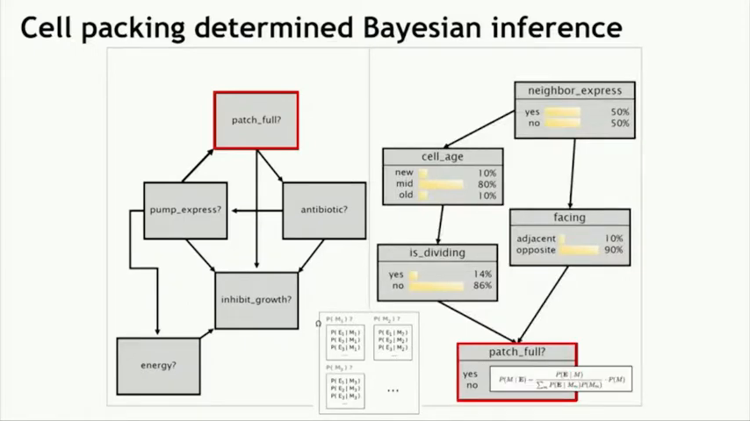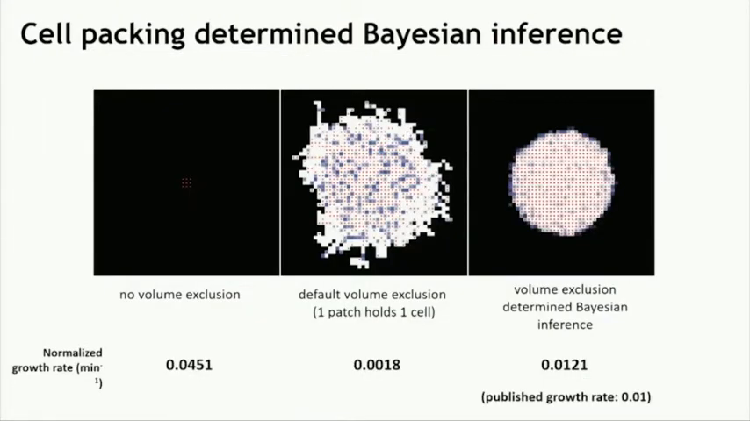I just want to show an example of why it matters to have good rules. So in this case, we have 3 different agent-based model runs. In the first example on the far right, we're allowing cells to duplicate and not exclude one another based on their size.